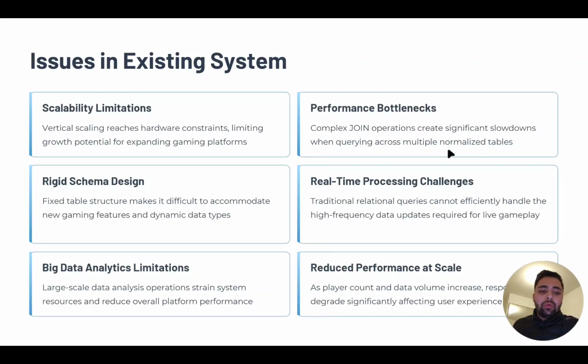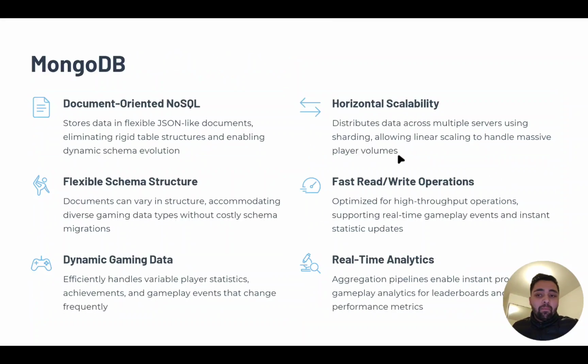So what issues were we facing? Moving on to the database issues. Several issues were identified in the existing system. The first issue was scalability limitation, because relational databases mainly depend on vertical scaling. The second issue was performance bottlenecks caused by multiple join operations between multiple tables. The system also faced rigid schema design, real-time processing challenges, big data analytics limitations, and reduced performance at scale due to the increase of user activities.